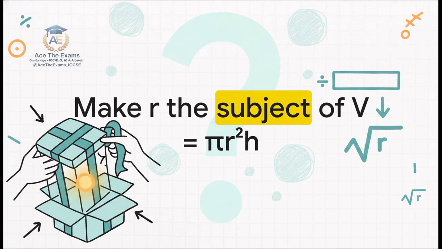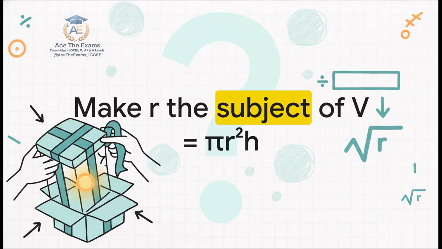The command phrase here is make r the subject. What does that actually mean? It means our final answer needs to look like an equation that literally starts with r equals and then has absolutely everything else on the other side of the equal sign. Right now, r is trapped. It is being squared, and it is being heavily guarded, multiplied by both pi and h.